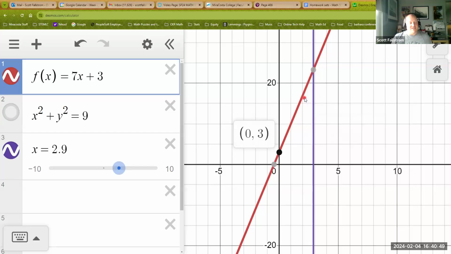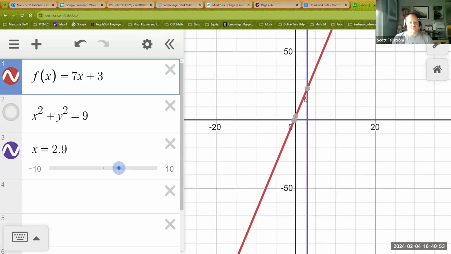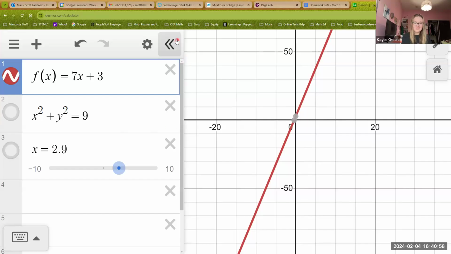That's a little bit different. It's a special case of a function. The other ones are still functions. This one is just a little bit different. Okay. That makes more sense.